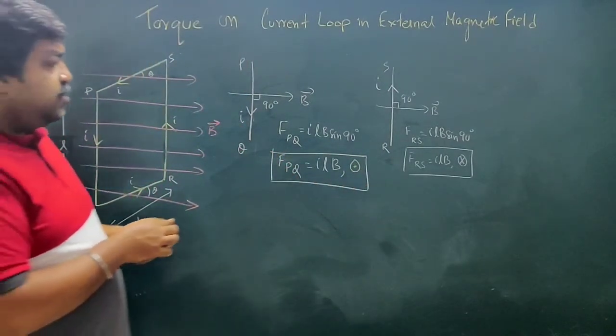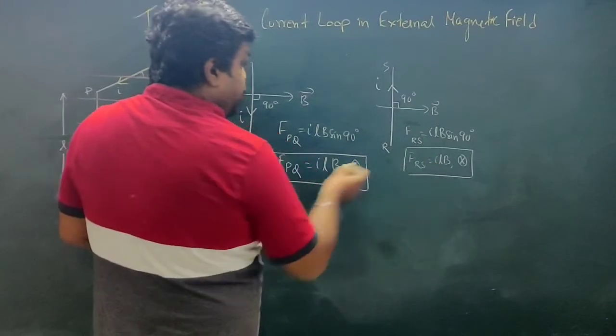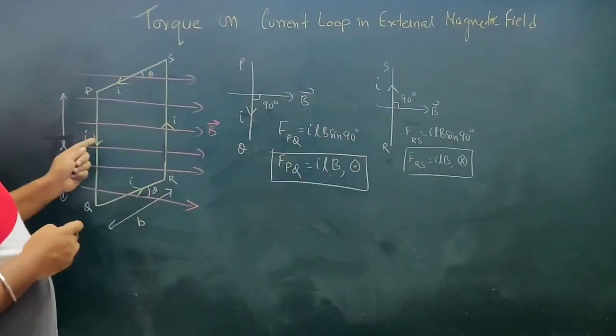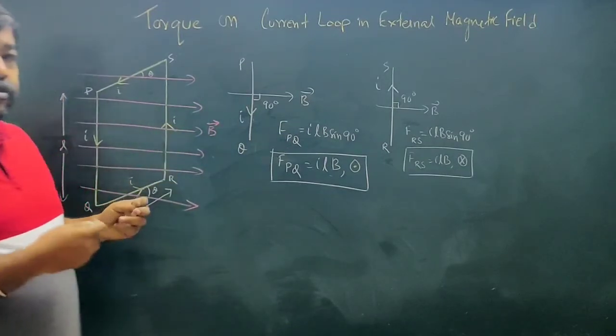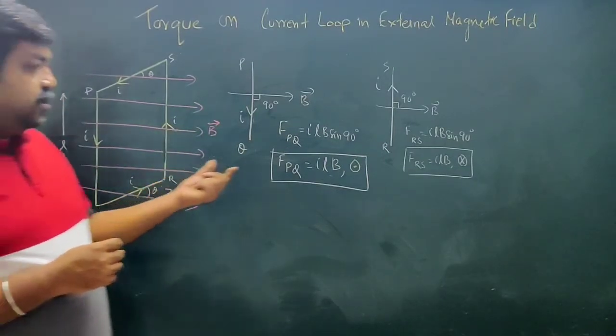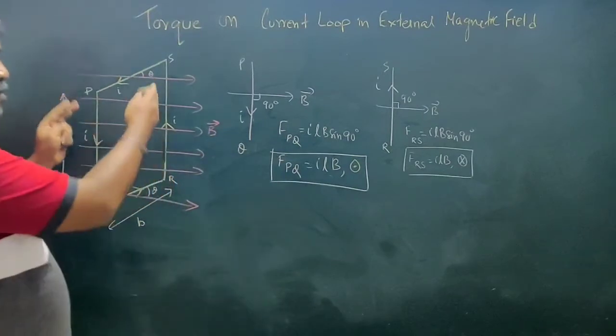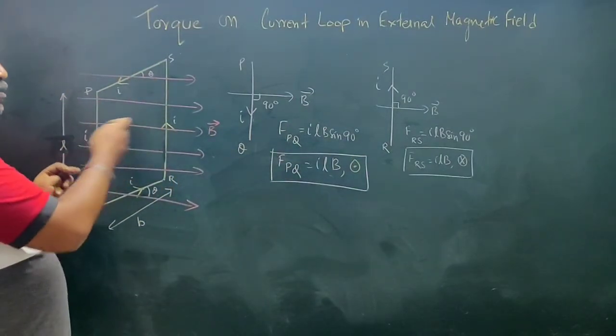Okay. Now again, as you can see, the two forces have equal magnitude. One force is acting in the forward direction, the other force is acting in the backward direction. So they are acting in opposite direction. So again, net force is 0. Okay, here also net force is 0.